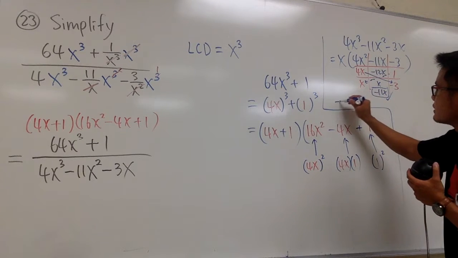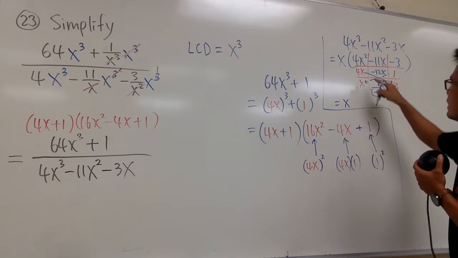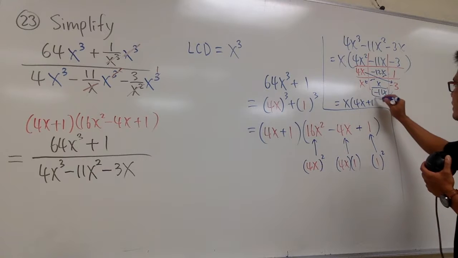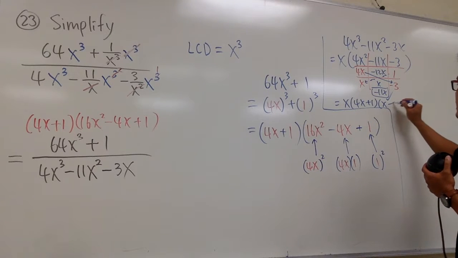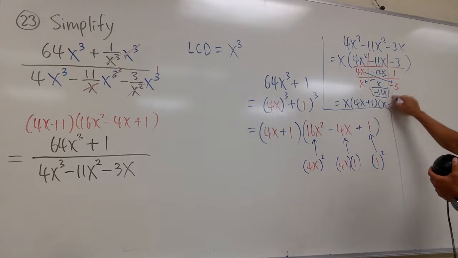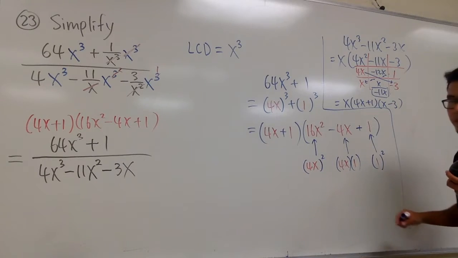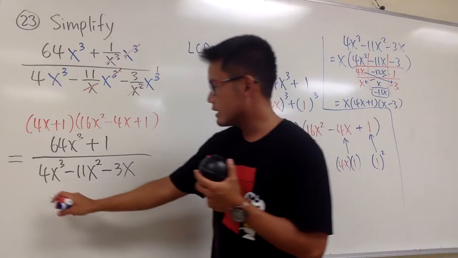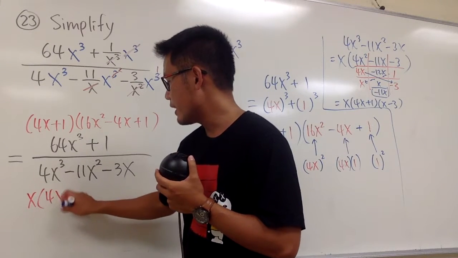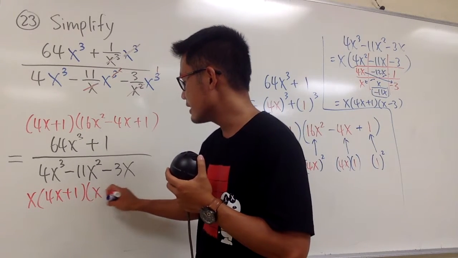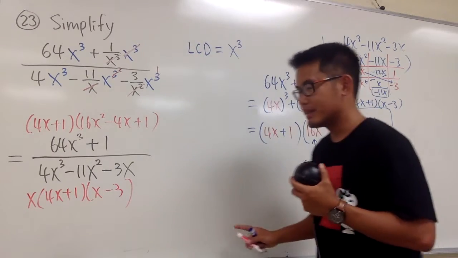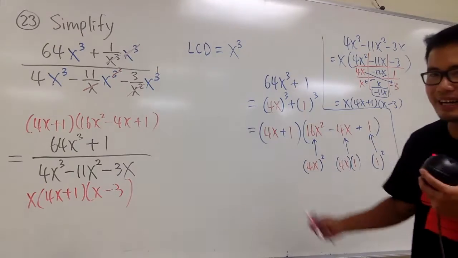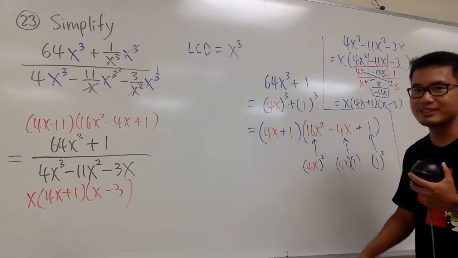So the factoring for this is going to be, don't forget the x in the front. And we will have 4x plus 1 times x minus 3, right? So this right here is the factoring for the bottom. And I will just put this down right here for you guys. We have x times 4x plus 1 times x minus 3, okay? As you can see, we have to be really good at factoring, right? So there will be a lot of factoring situations.